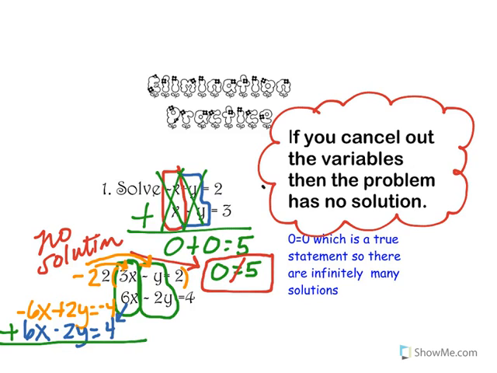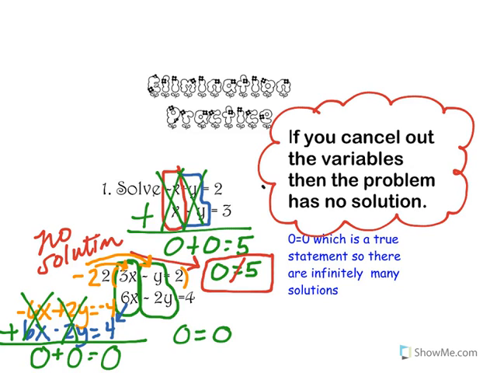So I can add these now. Negative 6x plus 6x, it's going to leave you with a 0, and it's going to eliminate. 2y plus negative 2y, it's going to leave you with 0 and eliminate. And then negative 4 plus 4 is going to eliminate that column too. So you're going to have 0 equals 0.